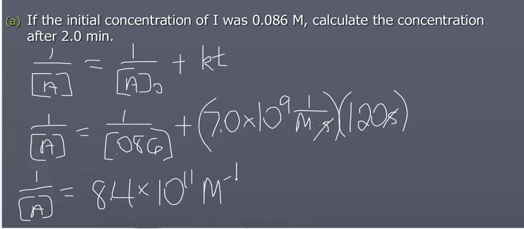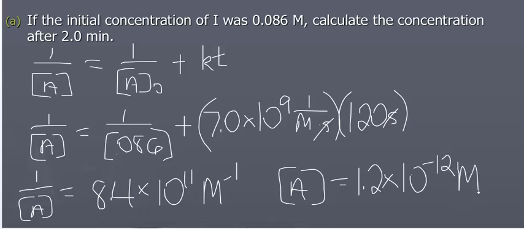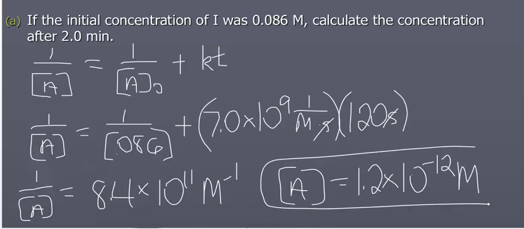I need to invert that to get the actual concentration that remains after 2 minutes. So if you invert it, take 1 divided by 8.4 times 10 to the 11th, you get a concentration of 1.2 times 10 to the negative 12th molar. So we started with 0.086, and after 2 minutes, look what happened to the concentration. There's hardly any left. So that's a very quick half-life.